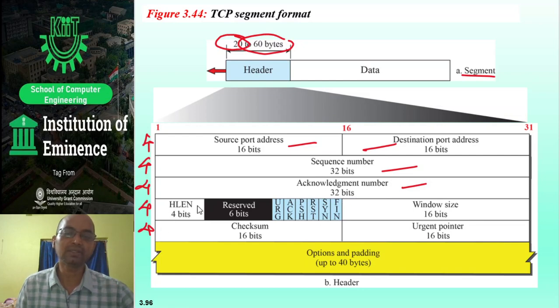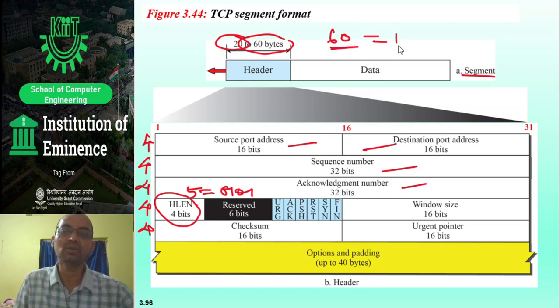Then this is known as the header length, H length. This is how many 4 byte words the TCP header contains. Suppose the header is 20 bytes, then the value of the header length will be 5, which is 0101. Suppose all the options and padding are used, the header will be 60 bytes. 60 is how many 4 byte words? 15, which is 1111. So in that case, the header length will be 1111.